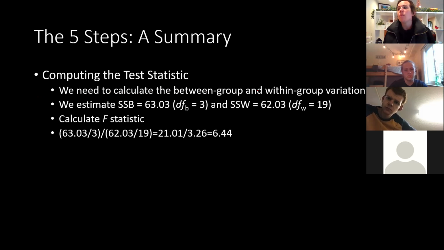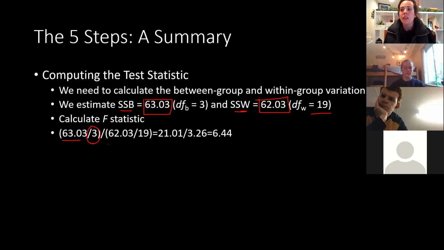Next, we need to calculate the between group and within group variation. This is already all calculated for us. The sums of squared between ends up being 63.03. The sums of squared within is 62.03. Now to calculate the F statistic, I'm taking the sums of squared between and dividing it by its degrees of freedom, then the sums of squared within and dividing it by its degrees of freedom. And then I get 21.03.